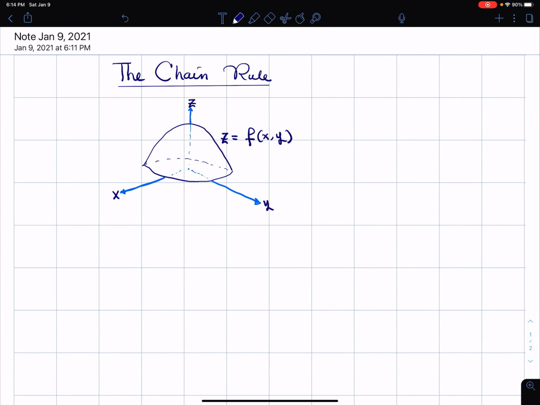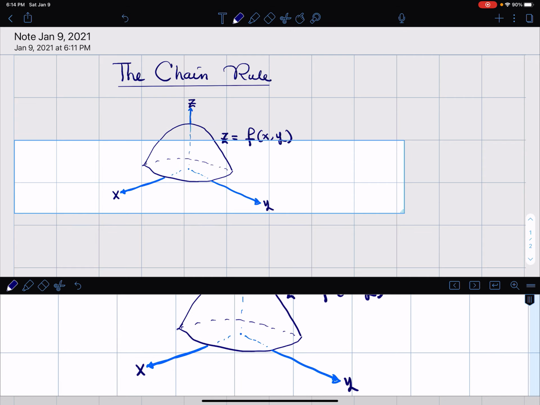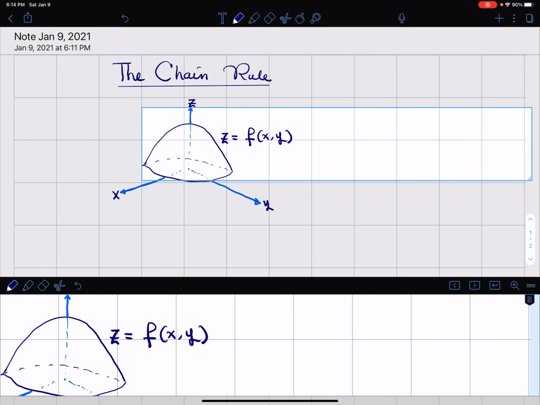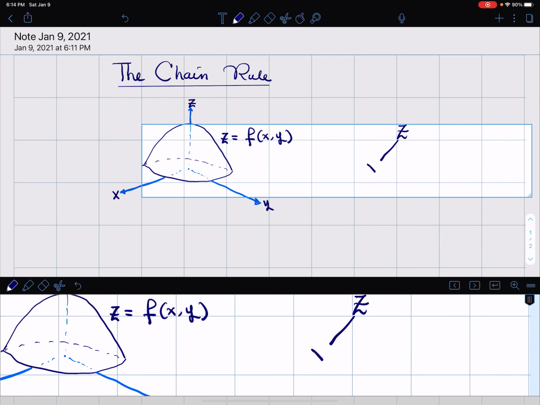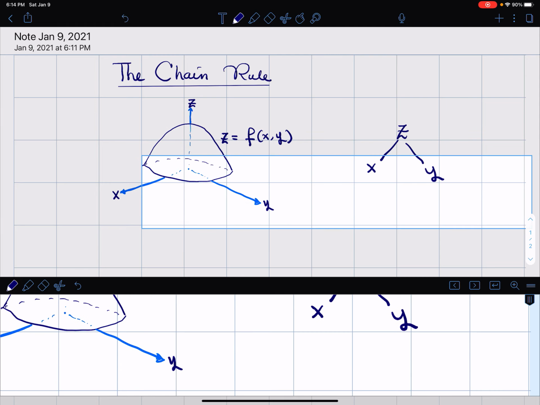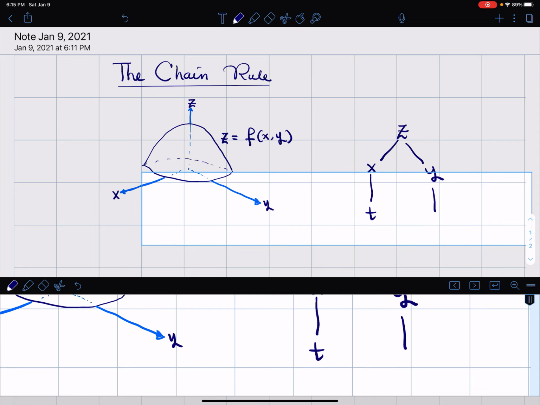Now consider a function of two variables, z equals f of x, y, for instance. Now, assuming that x and y are both functions of t. So what am I saying? We have z. z is a function of x and y. But then x is a function of t and y is a function of t.